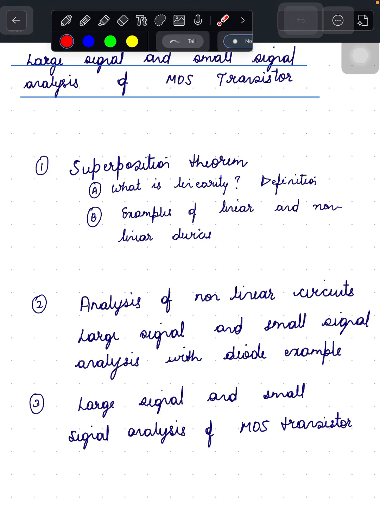Large signal and small signal analysis of MOS transistors. I will explain about the superposition theorem, how it is applicable only for linear circuits, definition of linearity, examples of linear and non-linear devices. Then I will talk about analysis of non-linear circuits using large signal and small signal analysis. Then large signal and small signal analysis of MOS transistor.